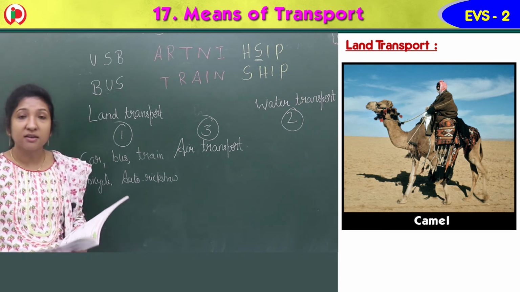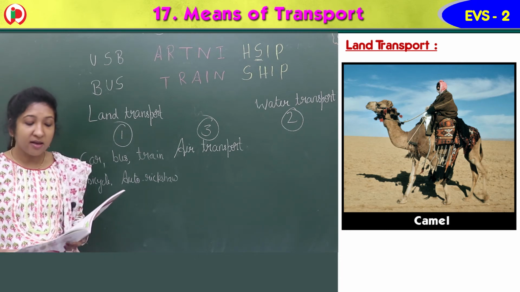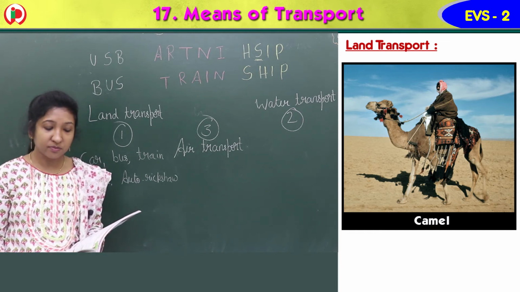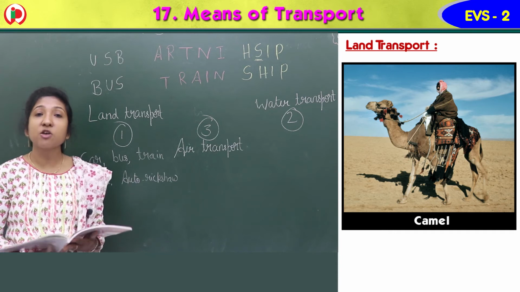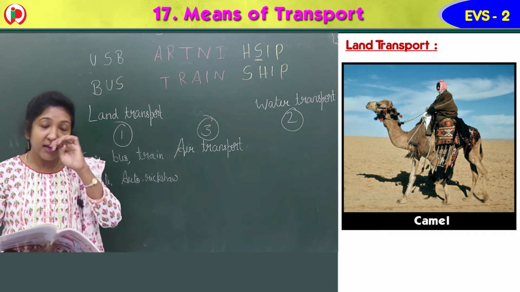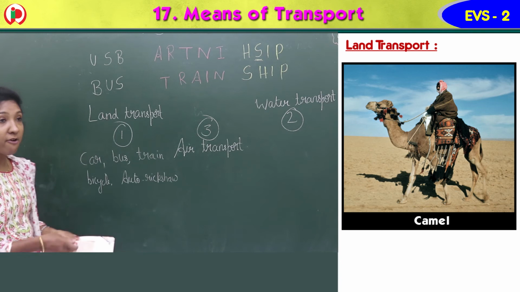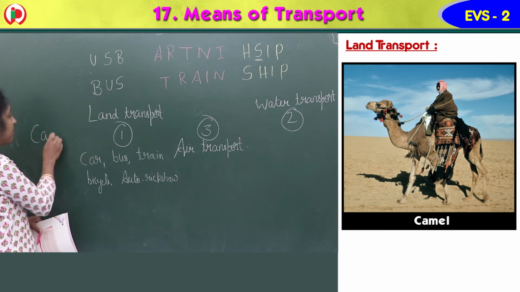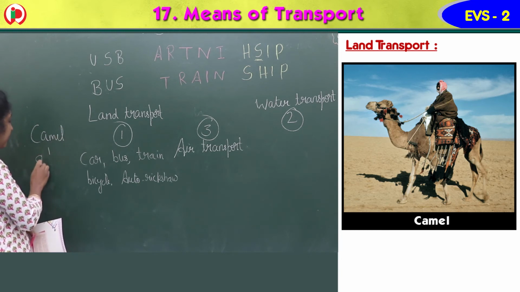So in the desert, camels are used to carry goods and people. You can see the image of a camel there. And the camel is called the ship of the desert. Why is it called the ship of the desert? Camel. It is known as the ship of the desert.